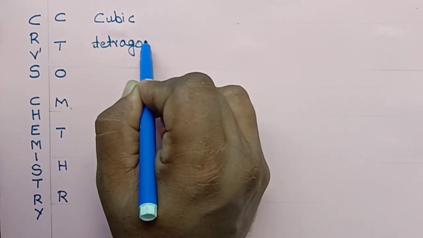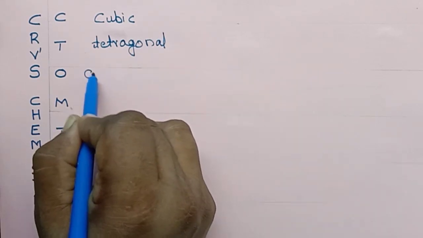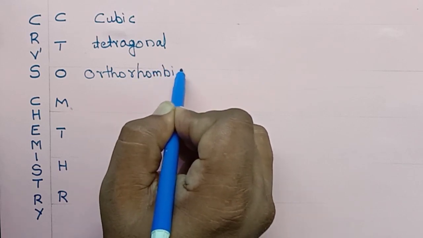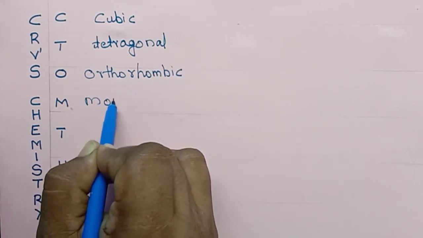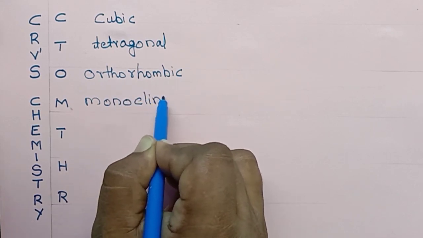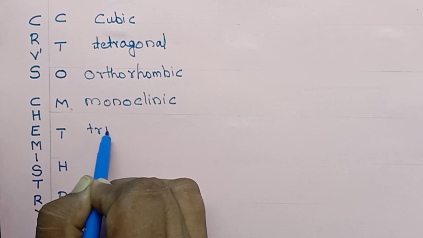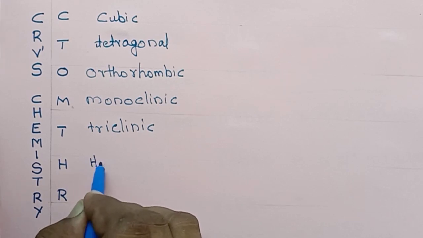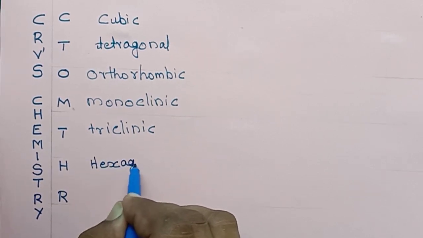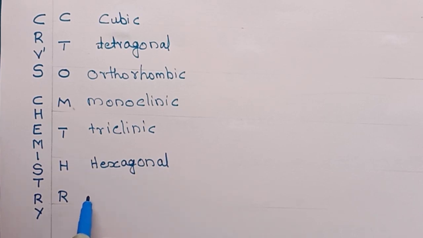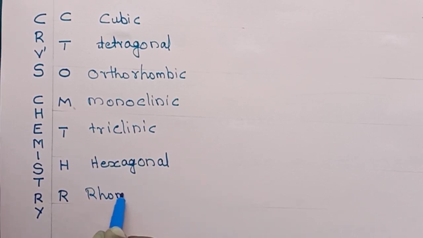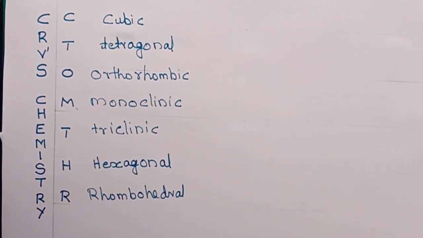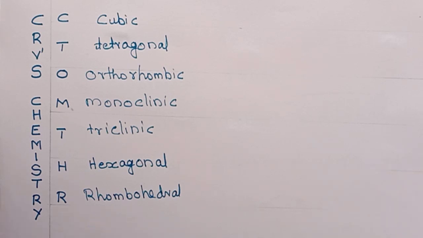And now C for cubic, T tetragonal, O orthorhombic, M monoclinic, T triclinic, H hexagonal, and R rhombohedral. Another is called trigonal.